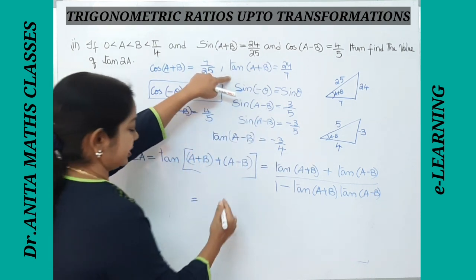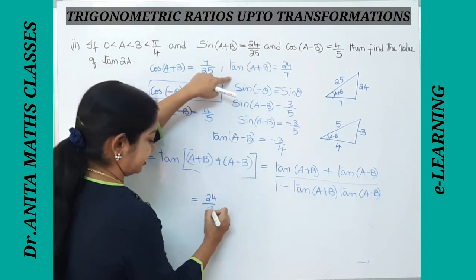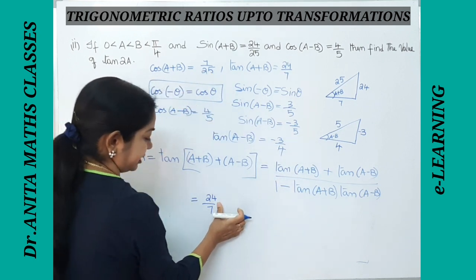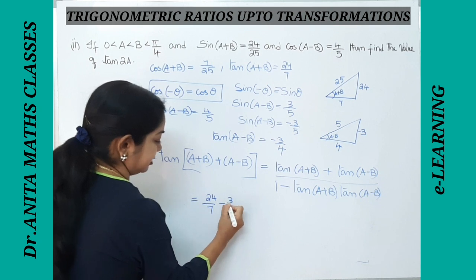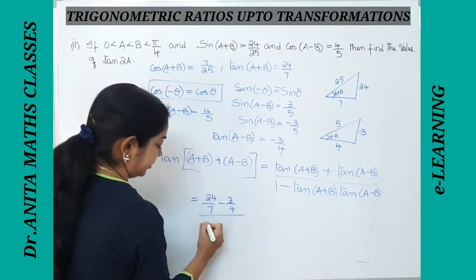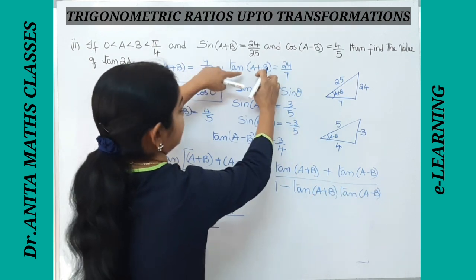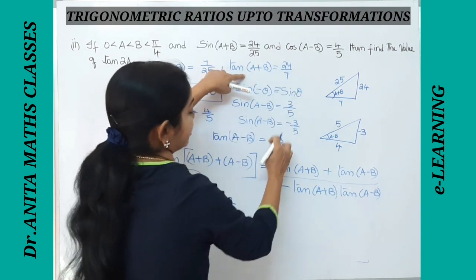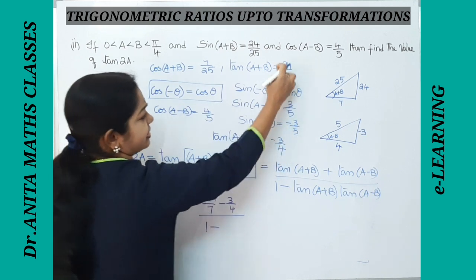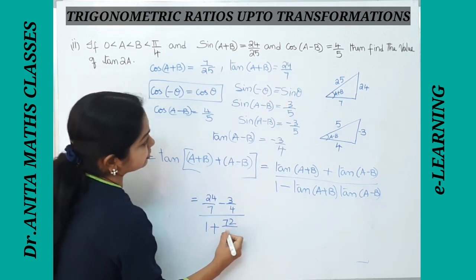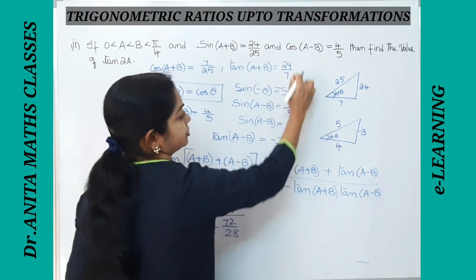Here, that is 24 upon 7, plus tan(A minus B) is minus 3 by 4. So plus of minus, that comes to minus 3 by 4. And down we get 1 minus tan(A plus B) tan A. Here these two we have to multiply, so this comes to minus 72 by 28. So minus of minus gives plus 72 by 28. I have multiplied these two.